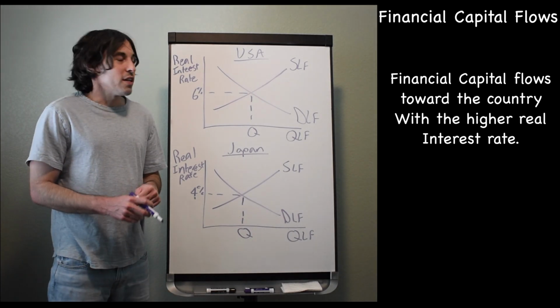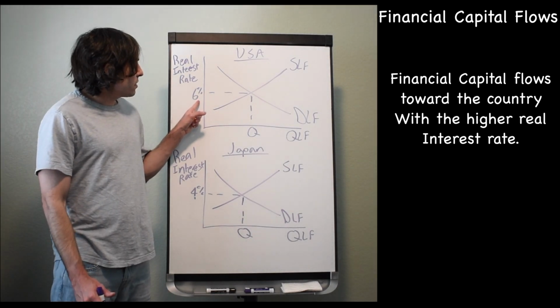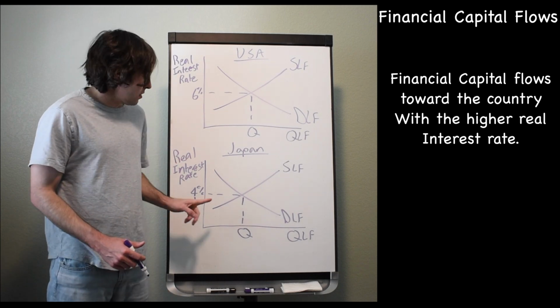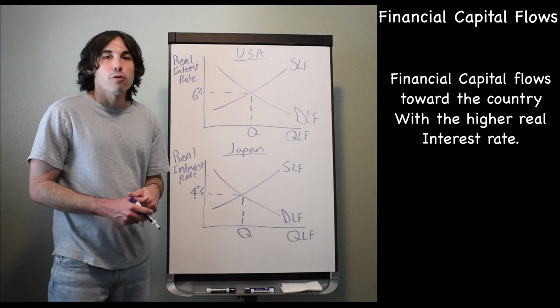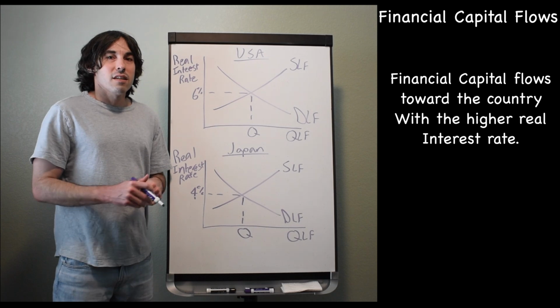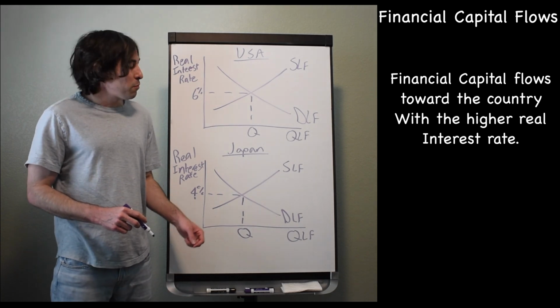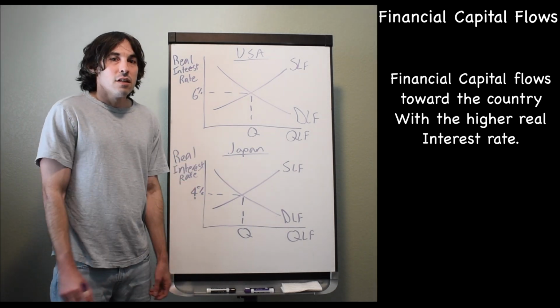So in this example that I got right here, currently the US has a 6% real interest rate, while Japan has a 4% real interest rate. That's going to cause Japanese investors to want to bring their money into the United States. So what will happen here?